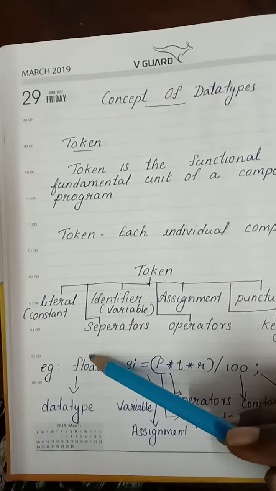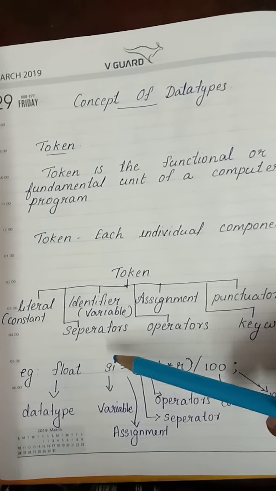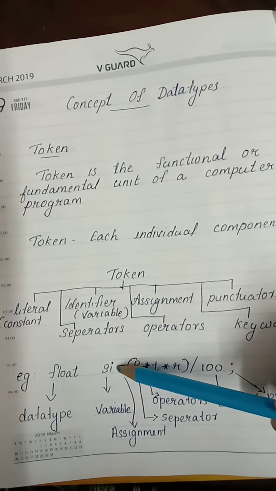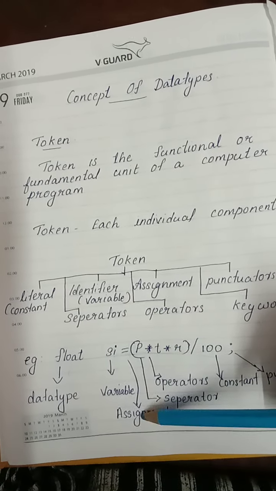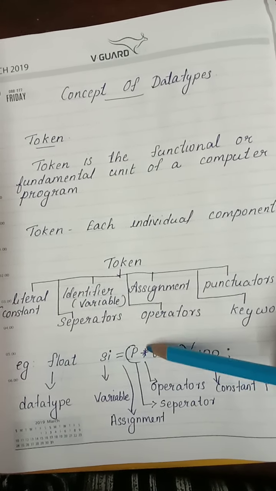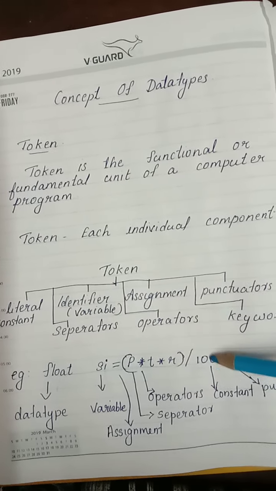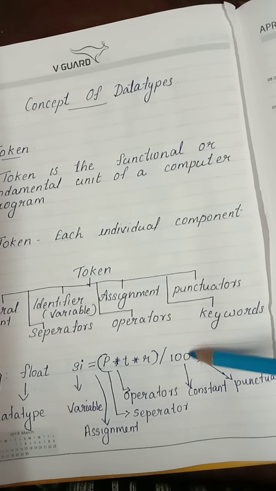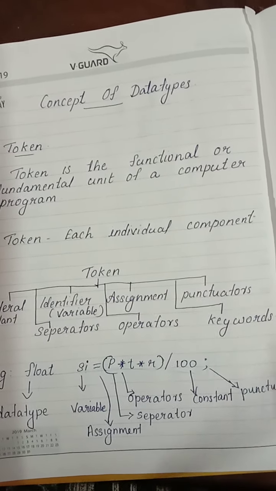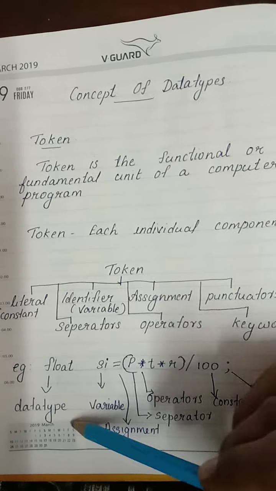In this example, float is the data type, the type of the data that we are using. This SI is the variable. Then this equal to sign is the assignment operator. And then this bracket is the separator. This multiplication symbol, the star symbol, is an operator. That 100 is a constant, and the semicolon symbols are known as the punctuators. P, T, R and SI are variables. So, this statement contains this many tokens.